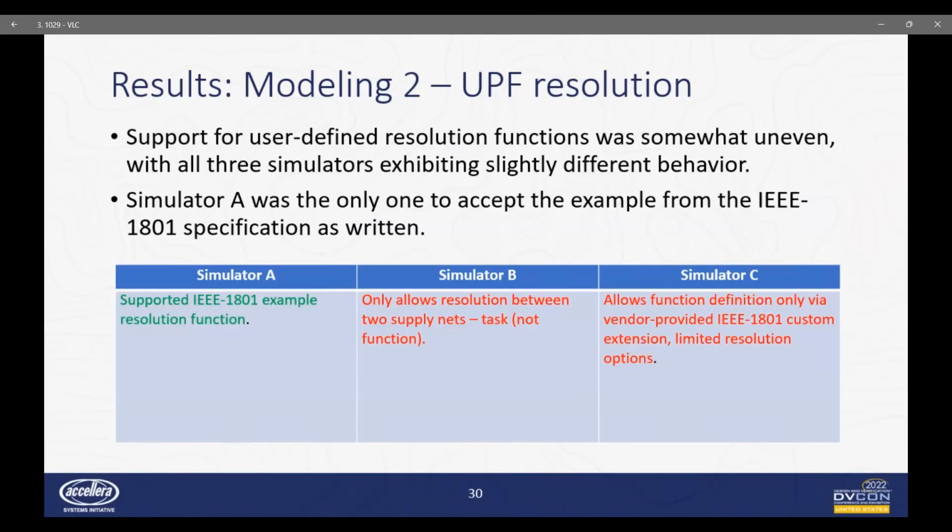Simulator B only allowed custom resolution functions considering two supply nets, and then only when declared within a task. Only allowing two supply nets is a significant departure from the UPF command syntax that places no limit on the size of the TCL list that can be connected. Simulator C only allowed extended resolution of supply nets using tool-specific extensions of the UPF, and within these functions the resolution options available were limited, not whatever is generally supported by SystemVerilog.